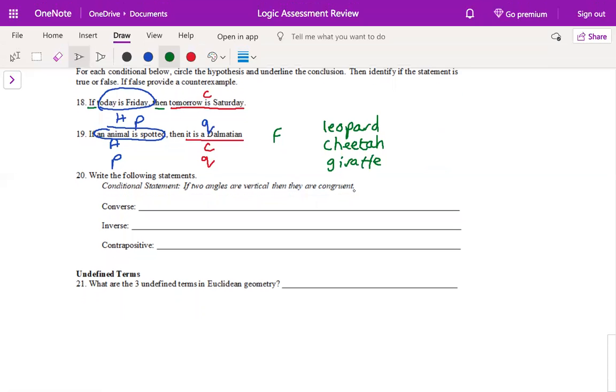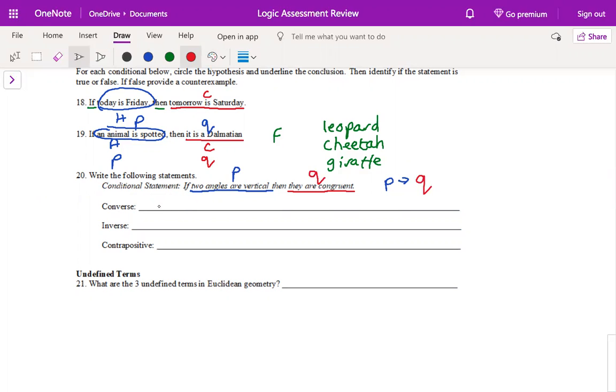Okay, let's take a look. Almost done. Write the following statements. Conditional statement. If two angles are vertical, then they are congruent. All right, so here is your P, your hypothesis, and here is your conclusion, your Q. All right, so it's if P, let me write that as a, so we have if P, then Q.